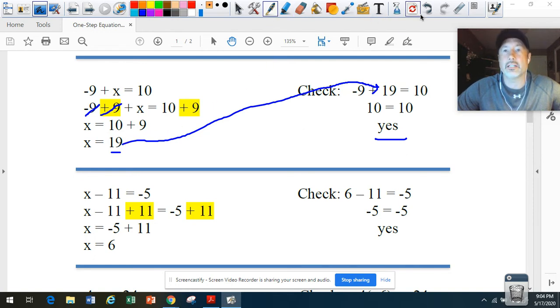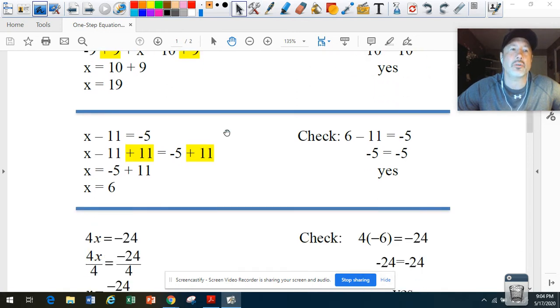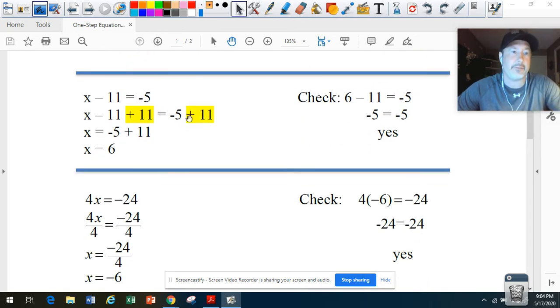Okay, let's look down here. So we dealt with some addition there. We're now going to deal with some subtraction. So let's see what we have here. We have x minus 11 equals negative 5. Well, remember, this minus 11 is the same as plus negative 11, okay? So whatever way you want to think about it works.